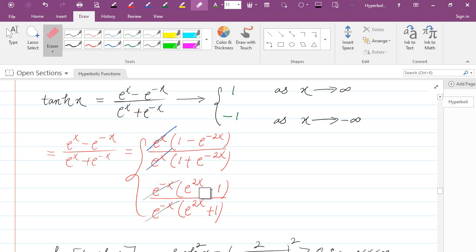You can see when x goes to negative infinity, the exponent here goes to negative infinity, and e to the 2x then will go to 0. Similarly, this one goes to 0, so then we end up with negative 1 over 1, and the limit is negative 1. So again, the point is, as x goes to negative infinity, the limit of hyperbolic tangent of x is negative 1. As x goes to positive infinity, the limit of hyperbolic tangent of x is 1.